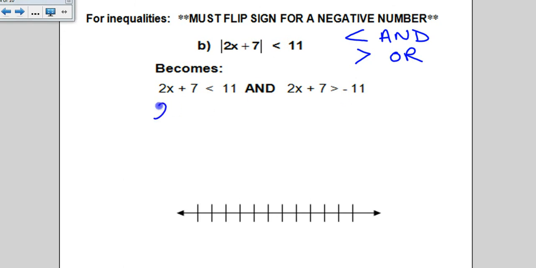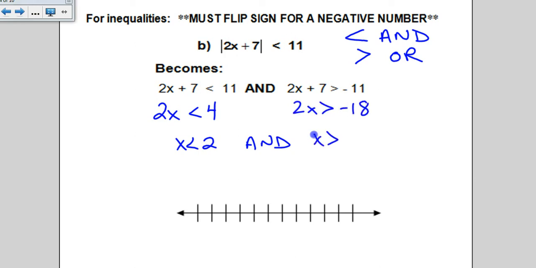So we're going to go ahead and solve. We're going to subtract 7 from both sides. So we get x is less than 2, and if I subtract 7 here, we get x is greater than -9. And now we're going to have to graph this. I don't really care if you count out all the values. You can kind of fudge it. I really don't mind. -9 would be down here, and +2 would be somewhere up here.